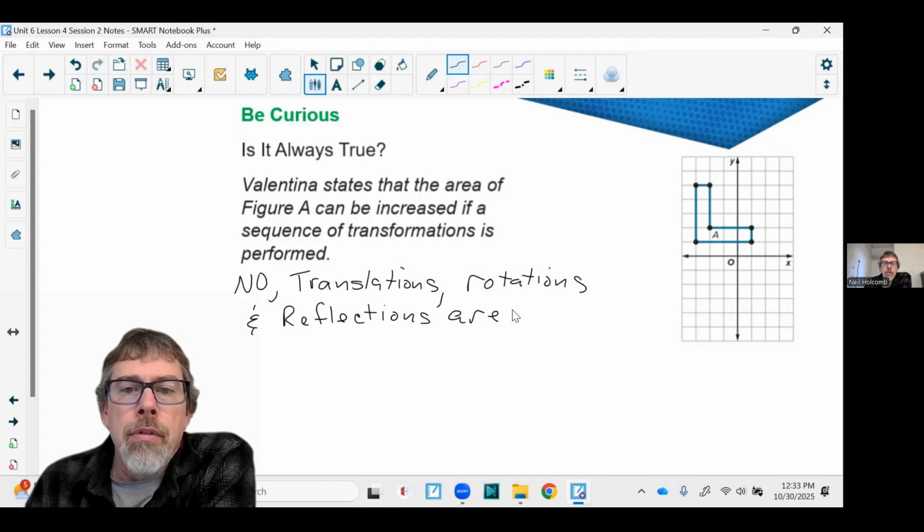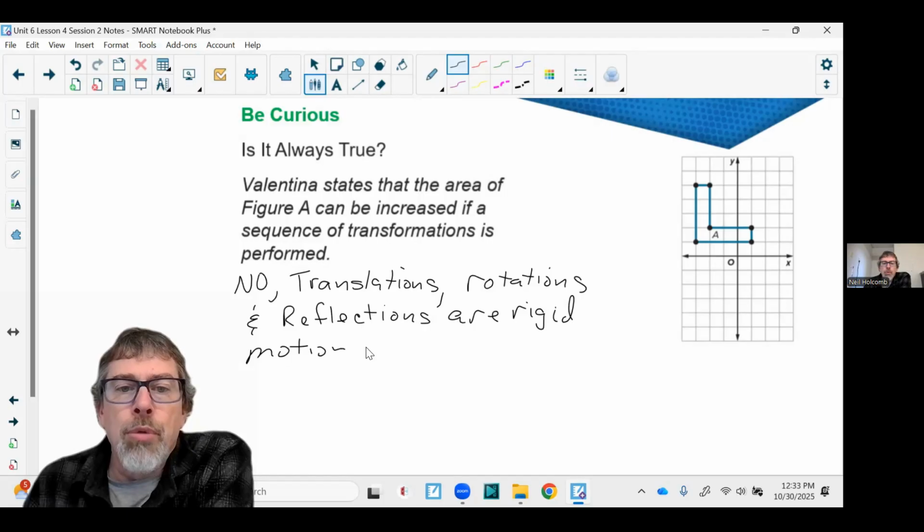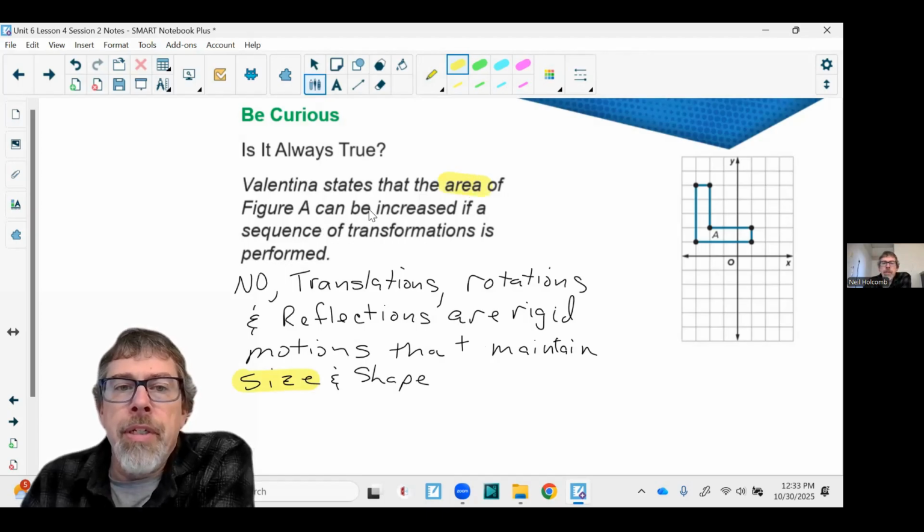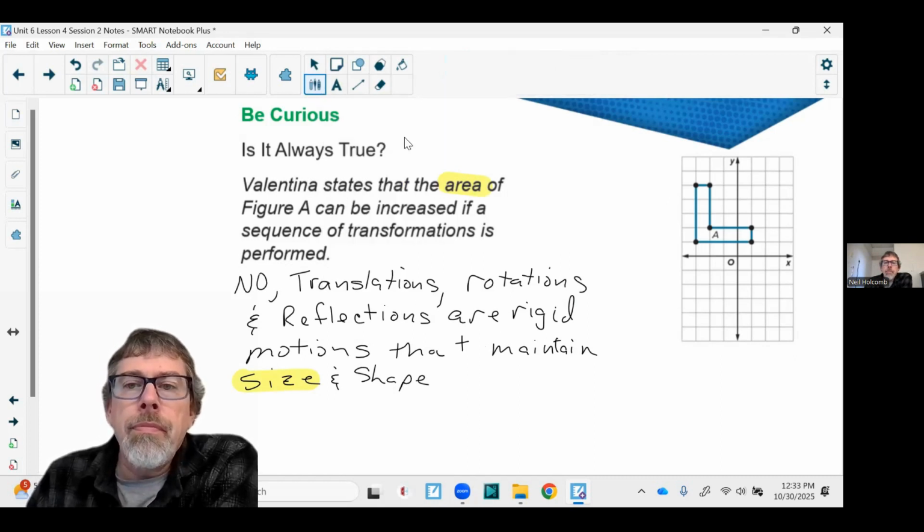are rigid motions that maintain or preserve size and shape. Okay, so if it maintains size, then area cannot be increased. Okay.